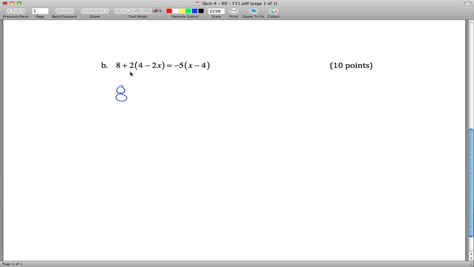So I'll leave the 8 alone, and 2 times 4 is 8, and 2 times negative 2x is negative 4x. Then on the right-hand side, negative 5 times x is negative 5x. Negative 5 times negative 4, careful, that's positive 20. And now we don't have any parentheses, so it's a little bit easier to combine like terms. 8 plus 8 is 16. Leave everything else alone.